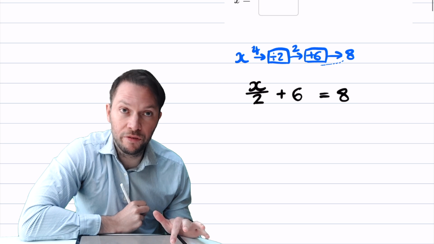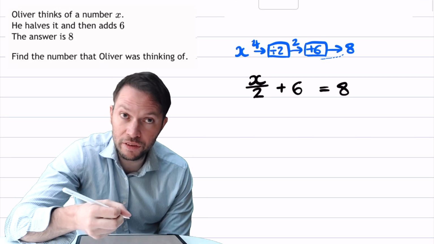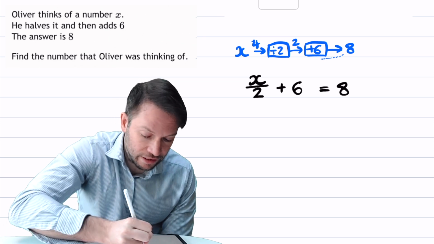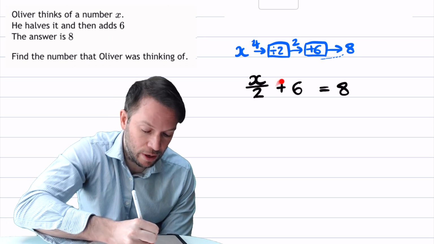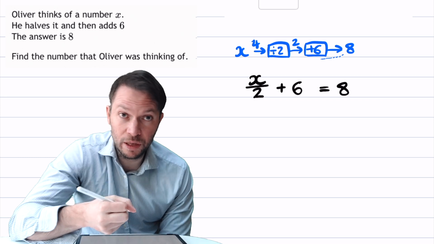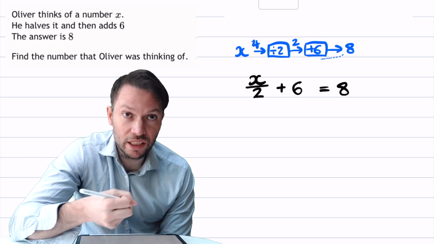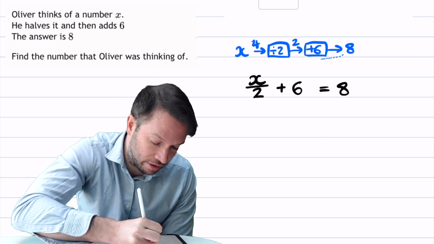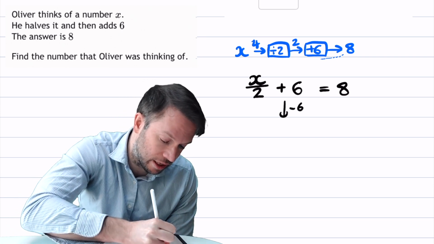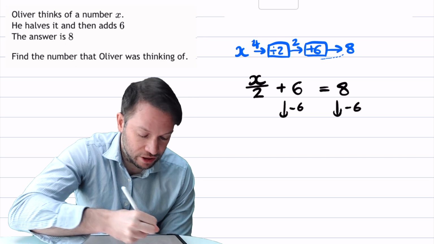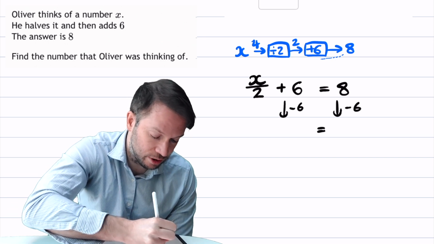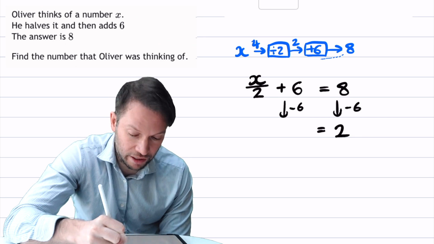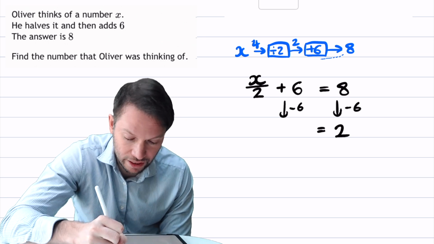So remember how we solve an equation like this. We undo the last thing done to the variable, to x. So the x has been divided by 2 here, then we're adding 6. The last thing that was done was add the 6, so we undo it by subtracting 6 from both sides of the equation. Whatever you do to one side of the equation, you have to do the same to the other. So if we do the right-hand side minus 6, we just get 2.